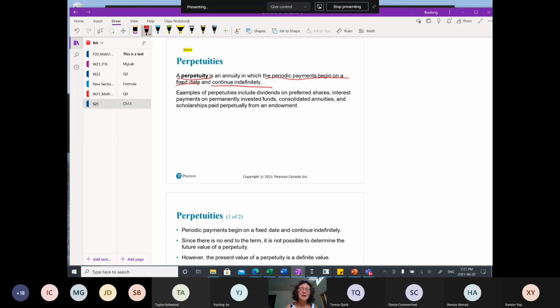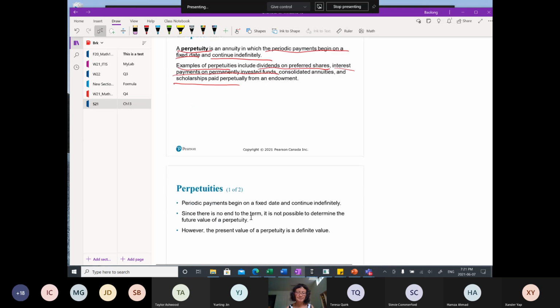What are the examples of perpetuities? For example, if you buy stocks, some stocks offer dividends. So the dividends on preferred shares, you get the dividends forever as long as you hold the share. Interest payments on permanently invested funds. And also the scholarship. Those are the examples.